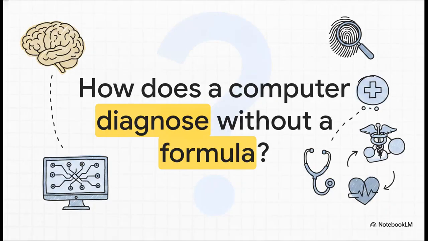To really kick things off, let's frame this whole explainer around one fascinating question. How on earth does a computer diagnose a patient without using a rigid mathematical formula? It sounds kind of impossible, right? Machines run on math. But the secret is that these systems can actually learn almost exactly like human doctors do, by relying on past experiences and looking for patterns. Let's see how this all breaks down.